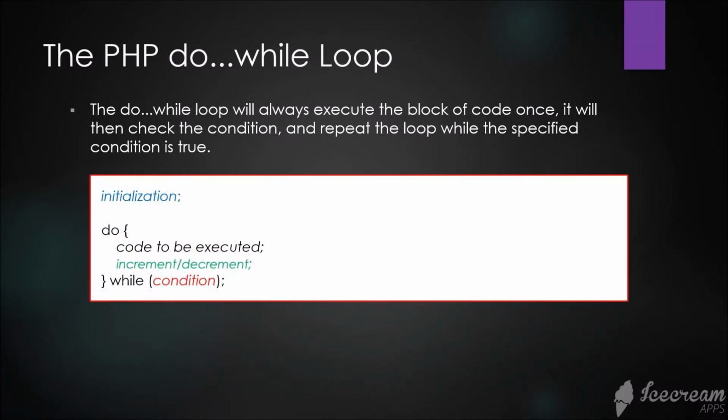Okay, so this is our syntax. Of course, we have the initialization. Then we have the do, and the curly brackets. So here we put our executable codes. Then afterwards, the increment or the decrement. Okay? So here we put our condition. So the execution of our code comes first before we compare it in the condition part. Okay?